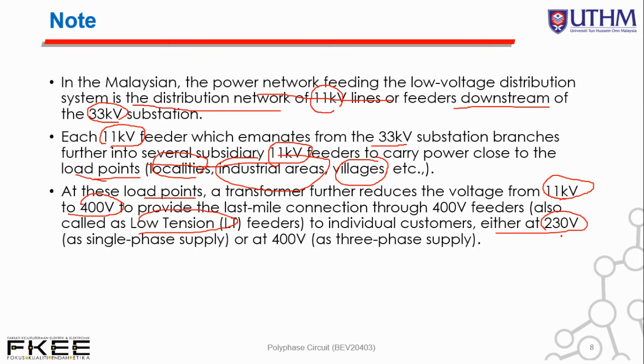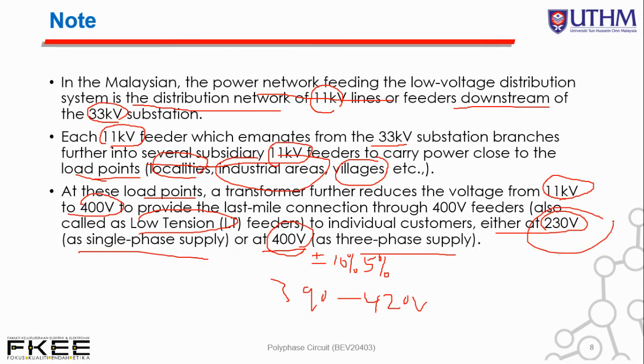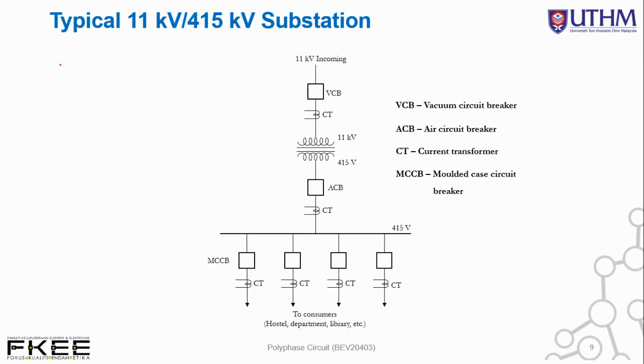It comes with a tolerance of plus minus 10%, for example, as a single phase supply, or at 400 volt as three phase supply. Again, it comes with a tolerance of 10%, or 5%, for example. So the final voltage may vary from 400 down to 390 or 380, or up to 440, for example. Normally we have 240, so it may vary from 220 up to maybe 240, 245, for example.